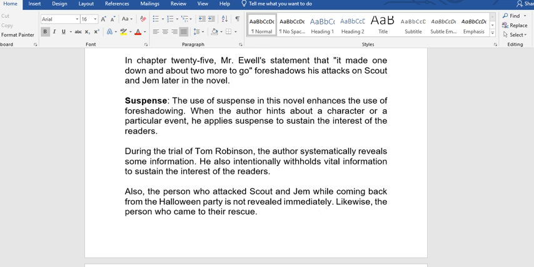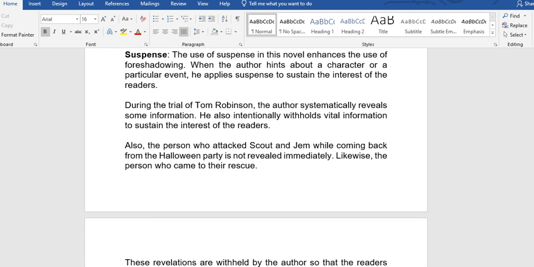We also have the use of suspense. The use of suspense in this novel enhances the use of foreshadowing. When the author hints about a character or a particular event, he applies suspense to sustain the interest of the readers. During the trial of Tom Robinson, the author systematically reveals some information. He also intentionally withholds vital information to sustain the interest of the readers.